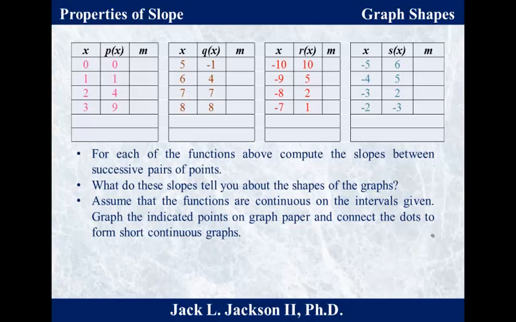Okay, go ahead and do this now. And again, like the last time, we're going to assume P of x, for example, is defined between 0 and 3. Graph those 4 points and just connect them. Don't necessarily extend outside of from 0 to 3, but inside it should be connected with a nice smooth curve. And similarly for the others. So we're going to get 4 little short pieces of graphs.